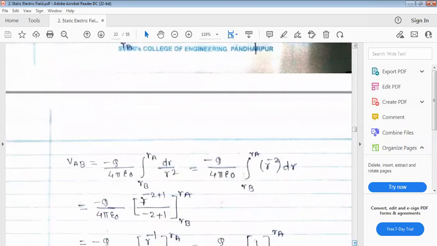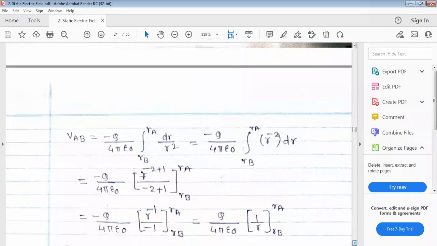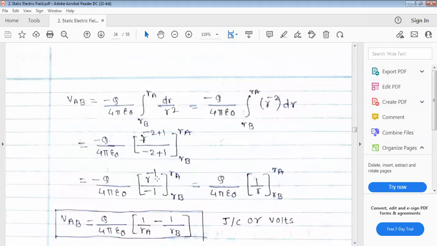Okay, so here it is already given. So you can take the integration here. Minus Q upon 4 pi epsilon 0, R raised to minus 1 upon minus 1, from B to A. Limits are from B to A. So it is minus minus plus, minus Q and it is minus 1 upon R, that is plus 1 upon R. Just put the limits, and you will get the equation as VAB is equal to plus Q upon 4 pi epsilon 0 into 1 upon RA minus 1 upon RB.